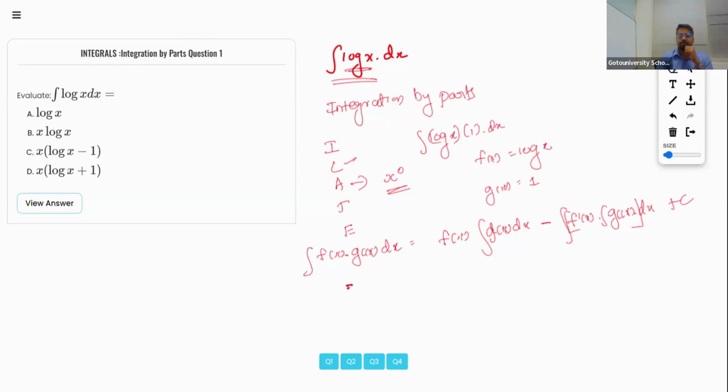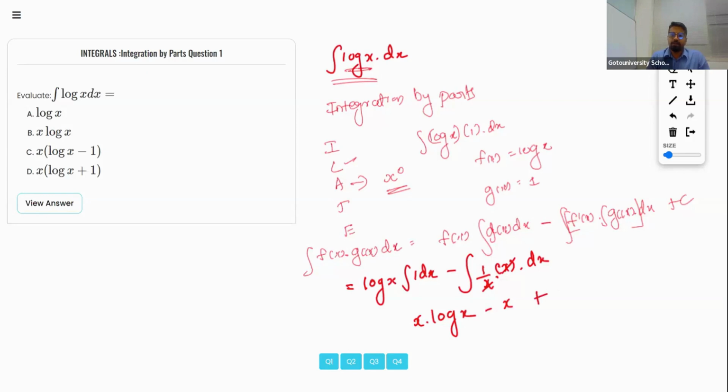So applying that rule, what will happen to our problem? f of x is log x, and integral of 1 dx, minus integral of the differentiation of log x, 1 by x, into integral of g of x, that is x, into dx. So this cancels out. We get x into log x minus x plus the constant c. We can take x common. We get x times logarithm of x minus 1, plus c.